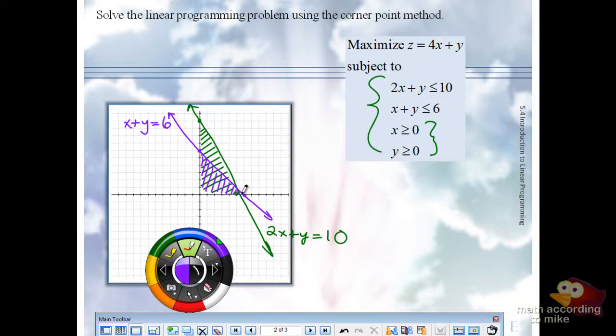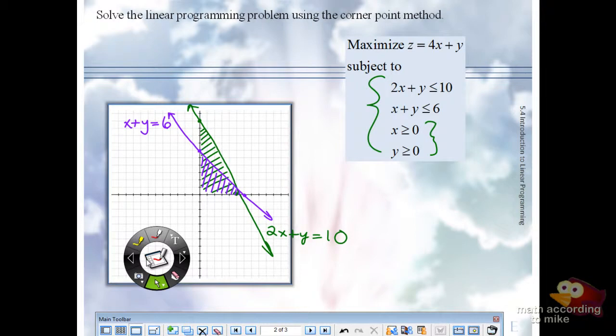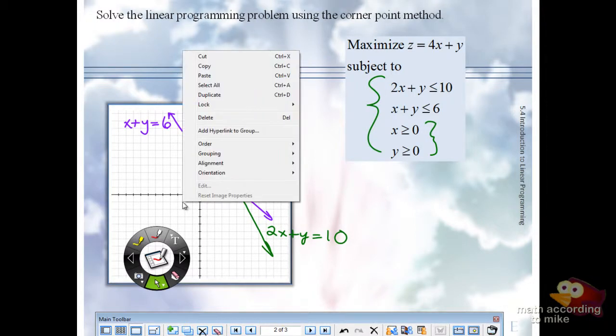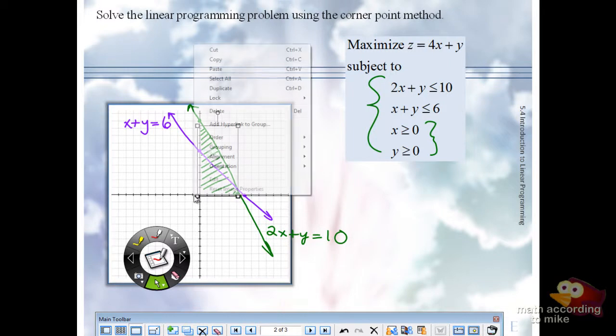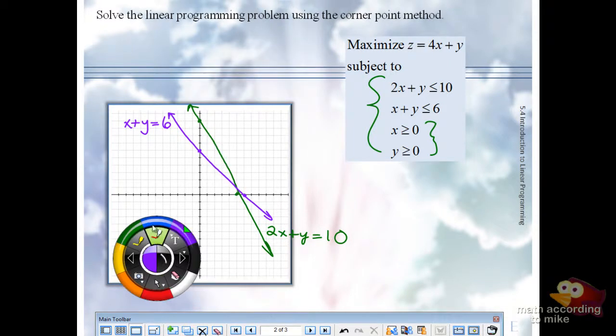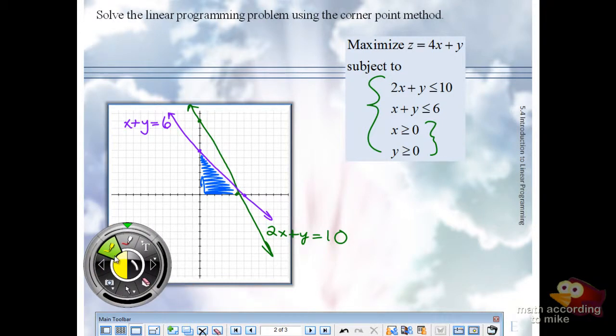Okay. My graph is a little bit sloppy. Let me shade in the final feasible region here. Did I mention I really love how you can do this? It's awesome. How many corner points does our region have? Four. 1, 2, 3, 4.